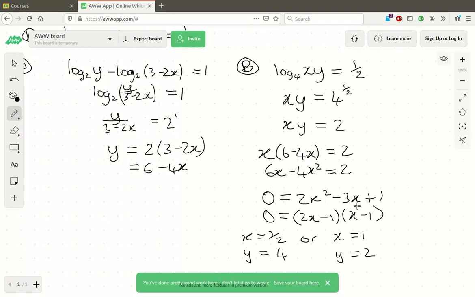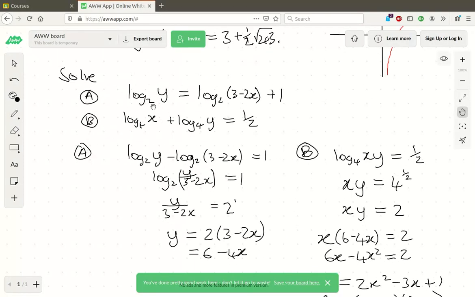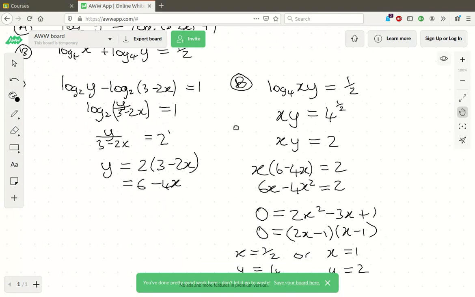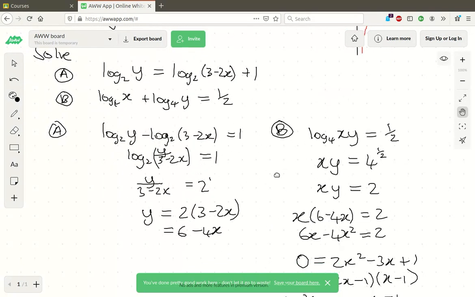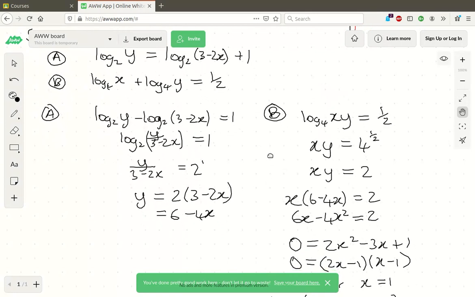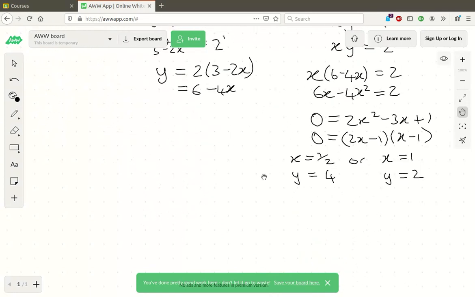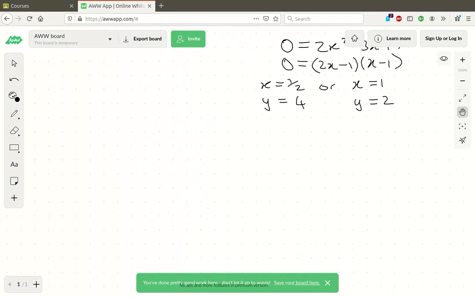And you've done it. Don't forget, we really should plug things back in here to make sure we're not taking logs of negative numbers. But I think with all those values, you're going to be absolutely fine. You're going to find that you're not taking logs of negative numbers anywhere. The 3 minus 2x might be a bit risky, but even when you're using x is 1, you haven't gone negative, so you're good. Okay, so that is a simultaneous equations question.